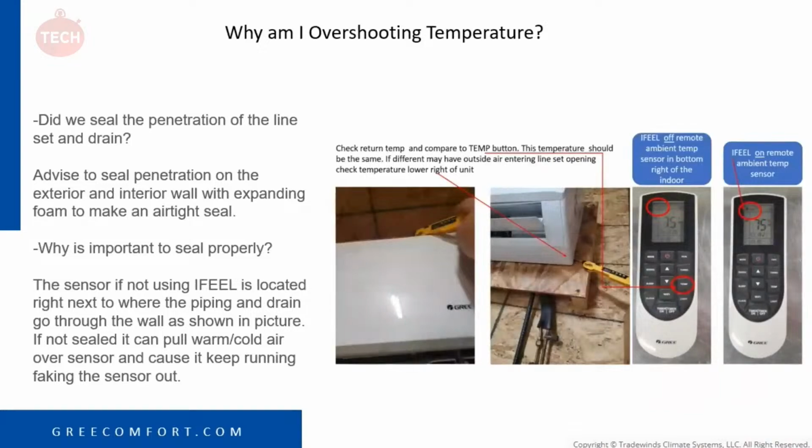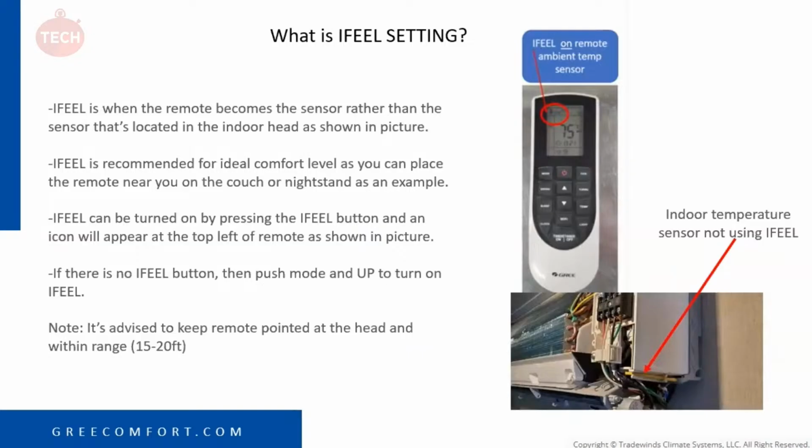We get this call often too, the unit's overshooting temperature. Again, you want to make sure that you seal the penetration through the wall. Most of the time, the penetration for your drain and line set is going right out here, or right behind where that sensor is on this slide here, bottom right.